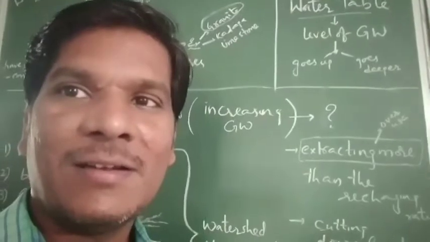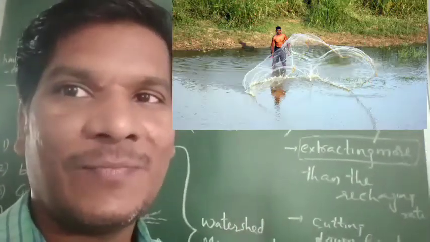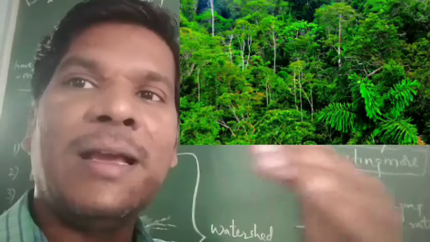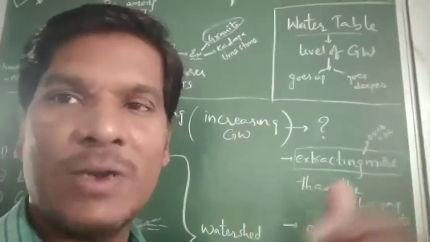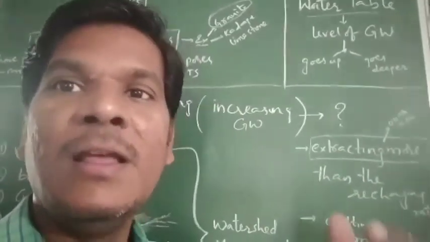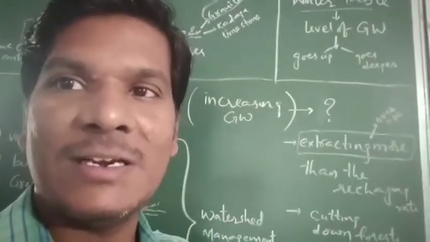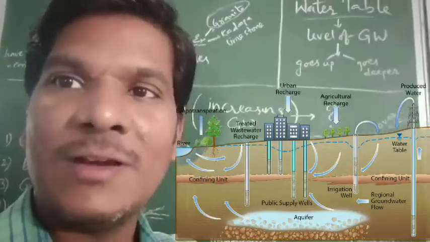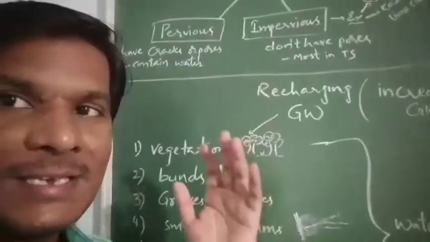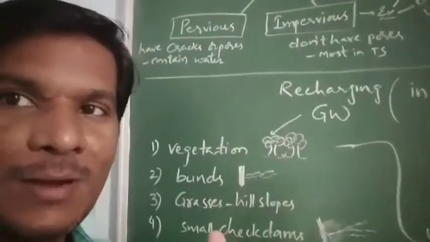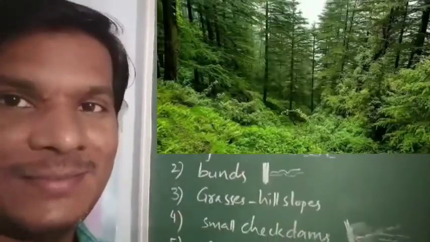Our ancestors constructed a number of structures to recharge the groundwater, for example tanks, and they increased forest cover through afforestation. By afforestation, percolation tanks and different methods, they recharged the groundwater that we are utilizing now. But our generation is using the groundwater excessively and not recharging it. Recharging groundwater is possible with some methods, and the first one is increasing the vegetation.